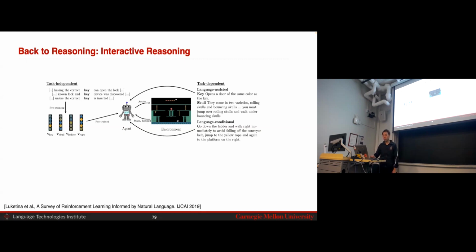There are other ways which are more task independent, where language in general, independent of the task, provides some general domain knowledge, right? The fact that keys are used to open doors, you have to make sure the right key is there, and so on.